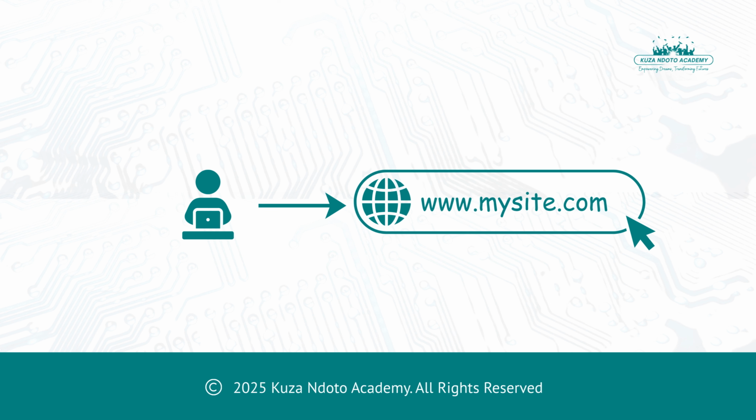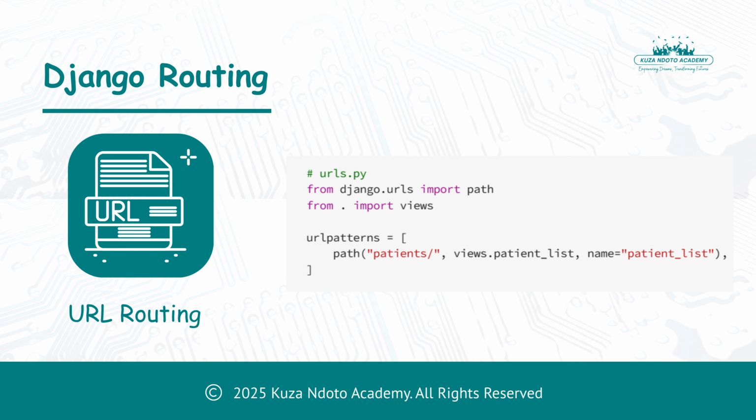Django needs a way to match the web address someone types into the browser with the correct view that should handle it. This is what we call URL routing. In simple terms, URL routing is like a receptionist for your web application. When a request comes in, the URL configuration defined in the urls.py file looks at the address and maps it to the specific view that should serve it.